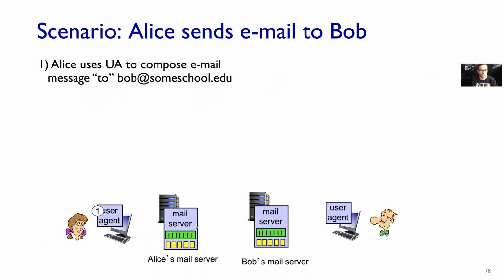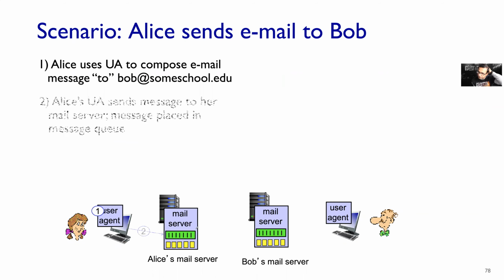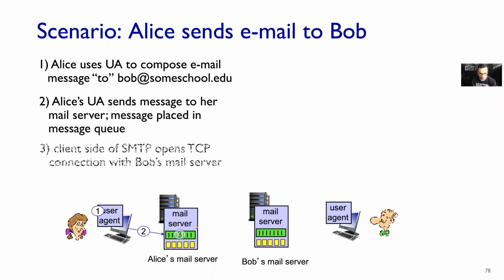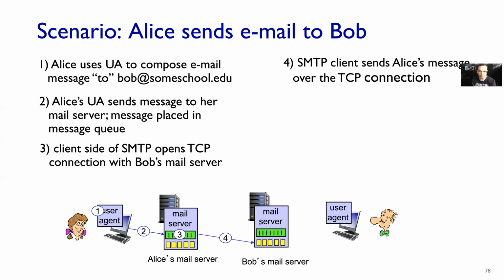So this is the scenario, outlining the entire process. Let's say Alice wants to send an email to Bob. Alice opens up her user agent, writes the email. The email will go and sit in her outgoing queue, which is here, the outgoing queue for the mail server. Alice's mail server will then set up a direct TCP connection with Bob's mail server, which is the recipient.